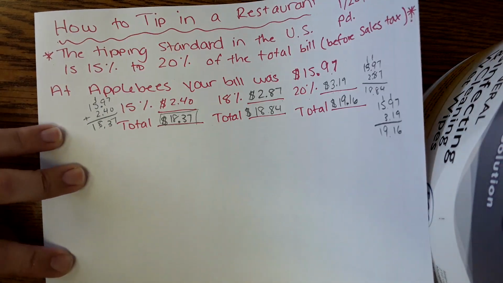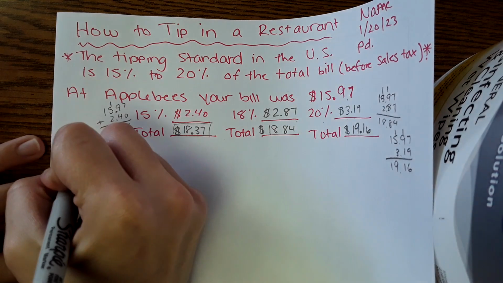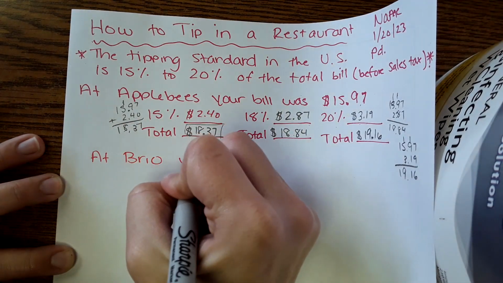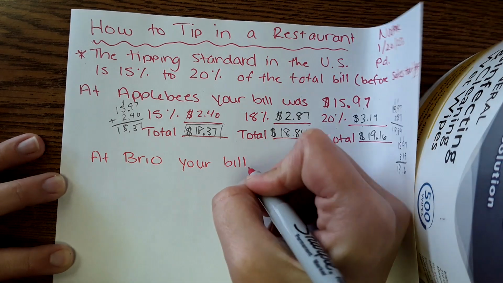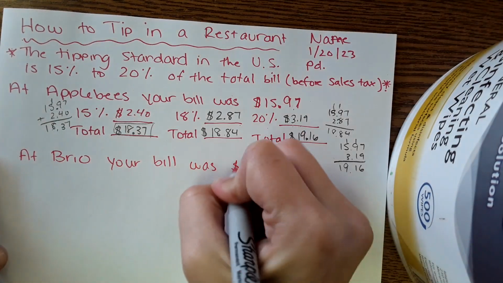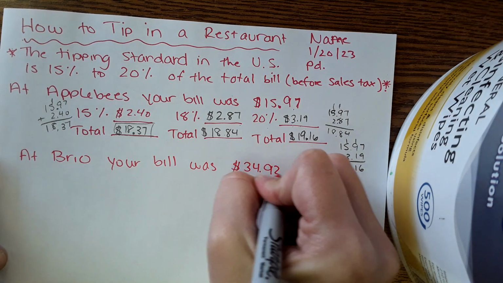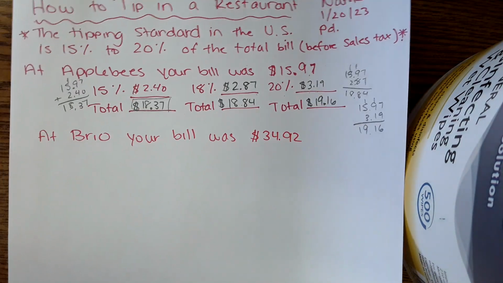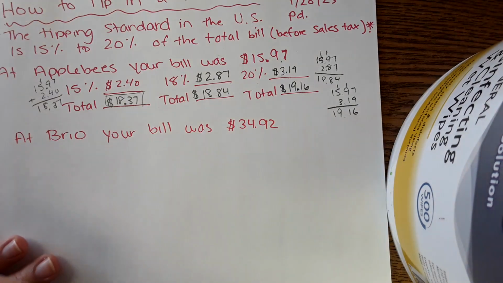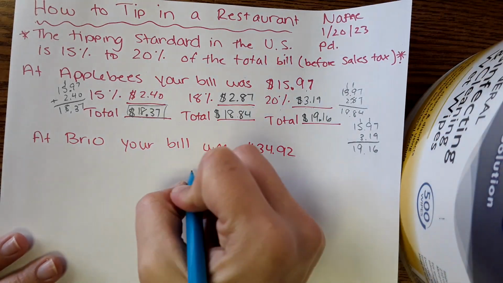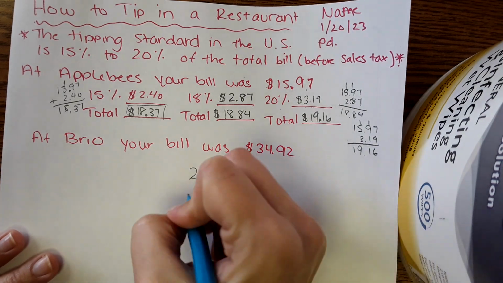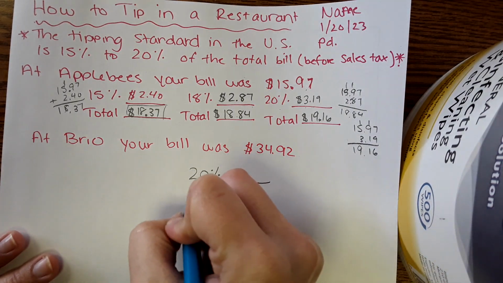So let's say you go to Brio with your friends. So at Brio, your bill was $34.92. The service was good, and we want to leave a 20% tip. And then total it out.